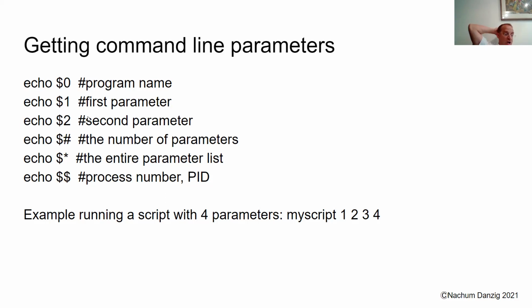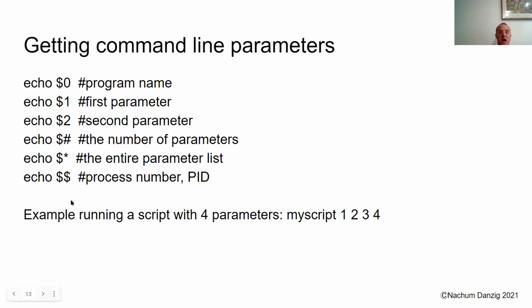What if I want to know how many total parameters there were? Because maybe he ran the program like this, my script 1, 2, 3, 4. Maybe he ran it my script 1, 2, 3. I want to know. So I can print $#. That tells me how many parameters. If I want the entire parameter list, I can print $*, and then it'll give me 1, 2, 3, 4.